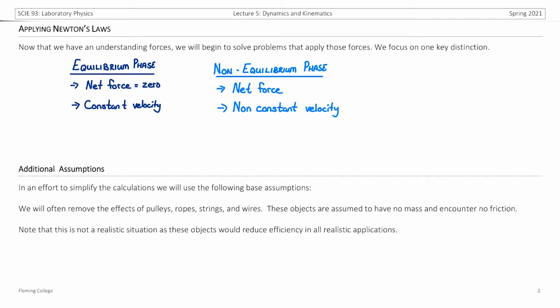To make this determination, we are considering Newton's second law, where the sum of all forces is equal to the mass times the acceleration. As we move through this chapter, we'll introduce new types of problems. To make these problems more simple, we will apply the following base assumptions. Anytime we have a pulley, rope, string, or wire, we're going to remove the effects. These objects are assumed to have no mass and encounter no friction. This is not realistic, as in reality, these objects reduce the efficiency of any system by adding mass to the system or incurring a penalty to efficiency through friction.